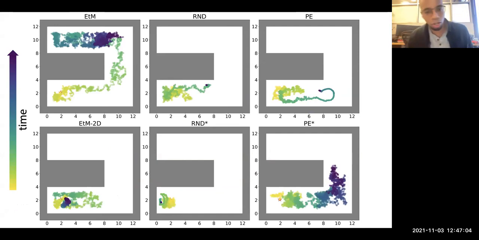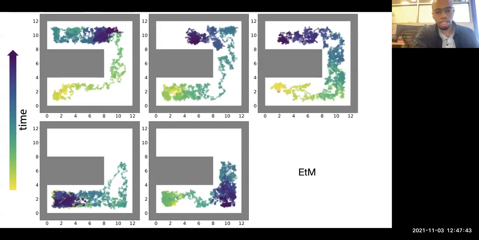So we can once again visualize this. Here we have a trial where ETM did solve. The red star denotes the initial position, and you can see that ETM moves pretty efficiently and has actually started to backtrack. If you look at these model-free methods, RND, prediction error, and their non-discounted versions, they seem to move in the beginning and then just get stuck. Again, as you saw in the previous maze example, they aren't really adapted well for exploration. And the 2D version of ETM, in this one seed that we chose, does do initial exploration, but again just seems to get stuck and doesn't really move anywhere.